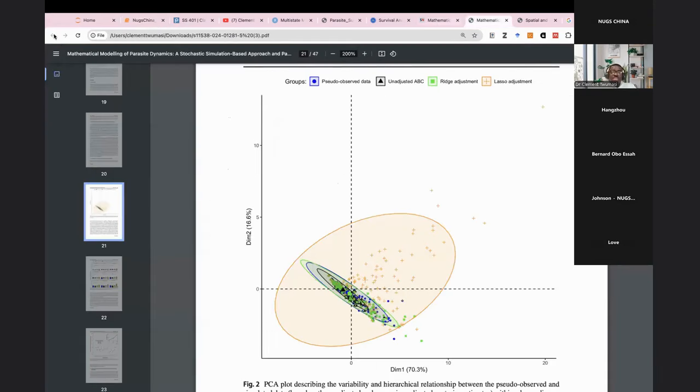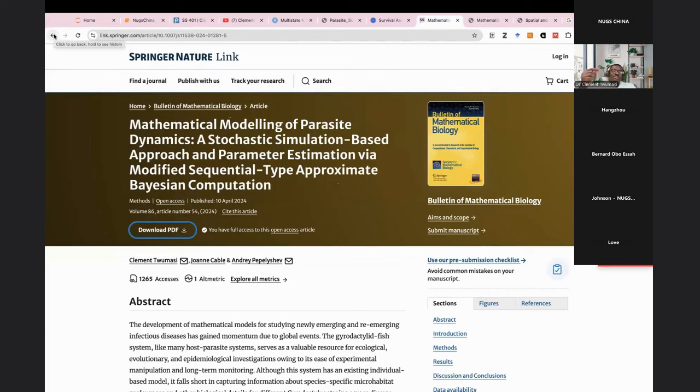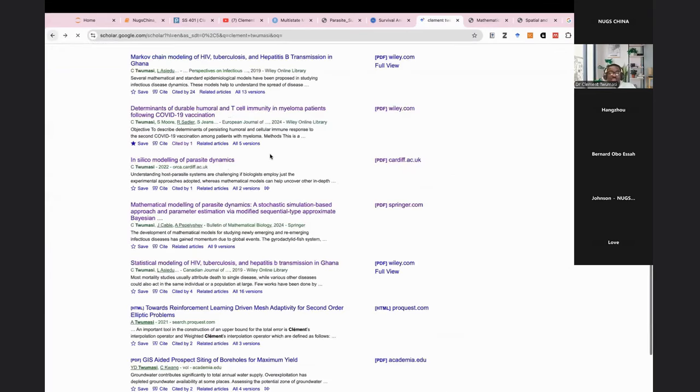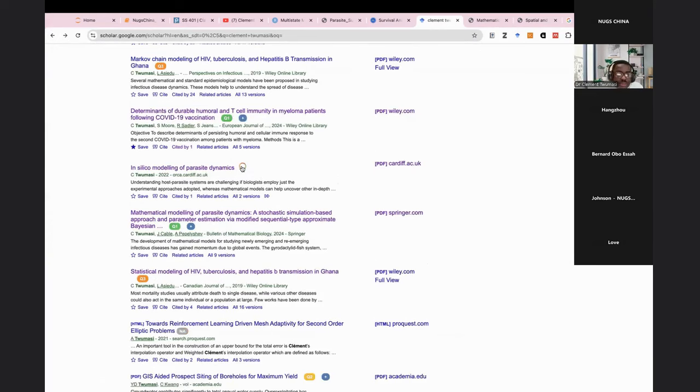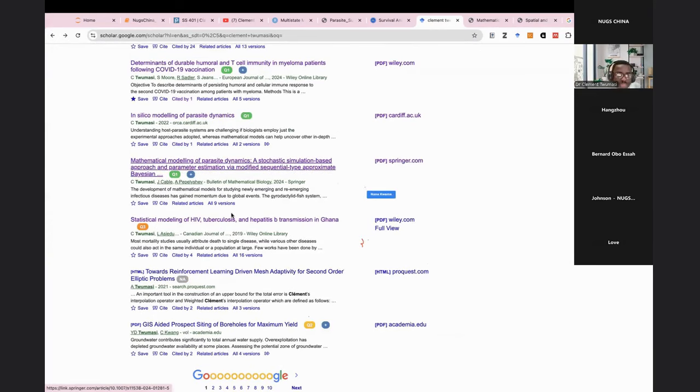Okay, so one perfect way where I applied network analysis was during my MPhil. My MPhil research, I did it in Ghana, using something called Markov chain modeling of HIV, tuberculosis, and hepatitis B transmission. In 2018, it won the best research in Ghana at the master's level.